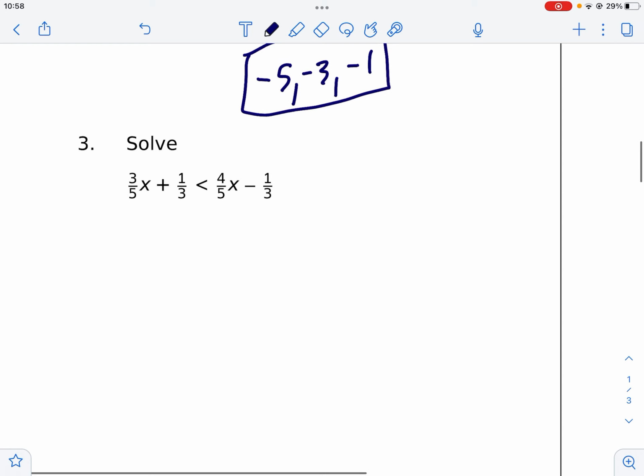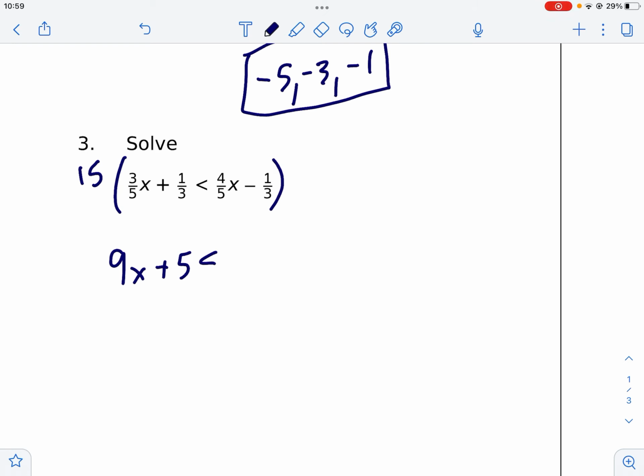For number 3, we'll note at the beginning that all of our terms in the inequality have fractions. So one way we can simplify this is by multiplying everything by a common denominator. Multiplying by 15 on each term. 15 divided by 5 is 3, and times 3 gives us 9x. 15 times 1/3 is 5.